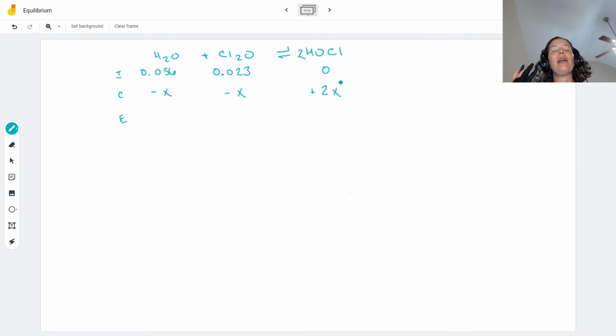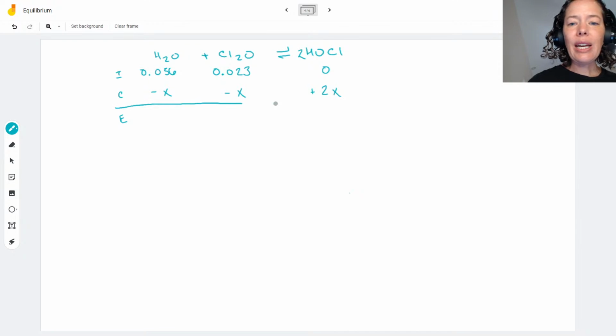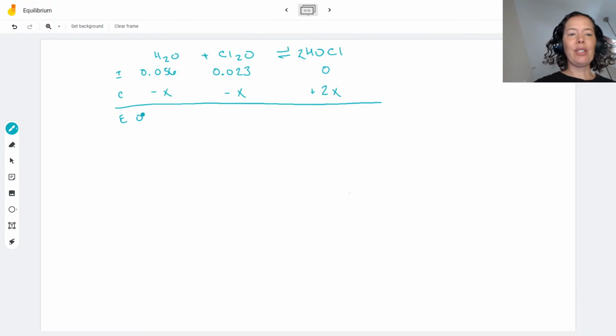This is why it's so important to know which way the equilibrium is going to shift, because it tells you where your signs for your x's are. Shifting to the right means that this 2x is positive and these are negative. But if you were shifting to the left, the opposite way, then you would have to flip-flop your signs. Now we can get our equilibrium concentrations, and we're simply adding down this column.